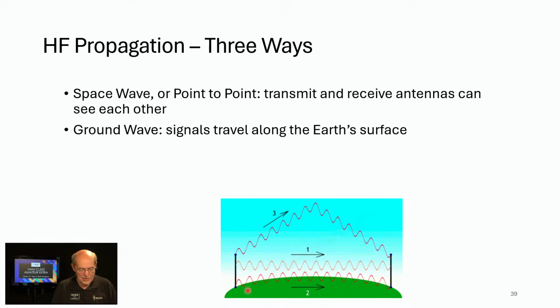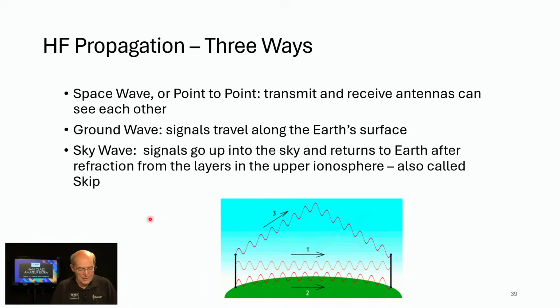This is showing it as a straight line. It's actually curved, but we'll see that in a minute. Then we've got skywave, where we're actually going up into the ionosphere and then coming back down again. These signals are refracted, come back down to Earth, or skip, another term for it.